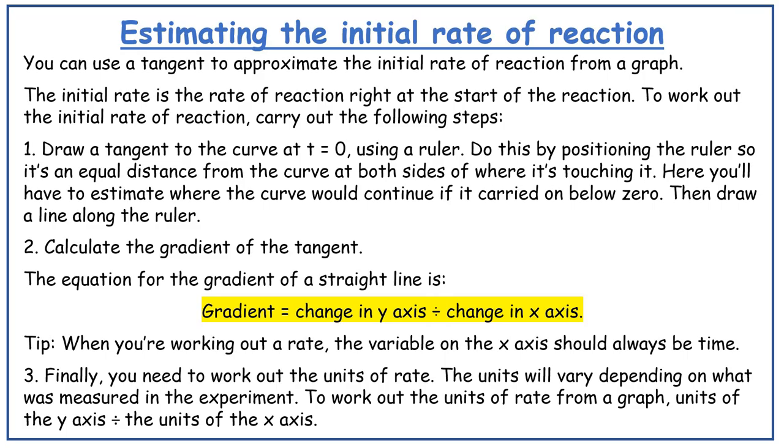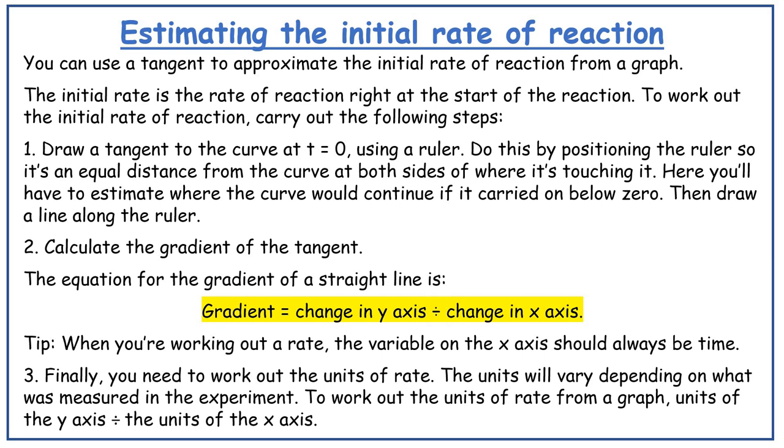Draw a tangent to the curve at t equals 0 using a ruler. Do this by positioning the ruler so it's an equal distance from the curve at both sides of where it's touching it. Here you'll have to estimate where the curve would continue if it carried on below 0. Then draw a line along the ruler.